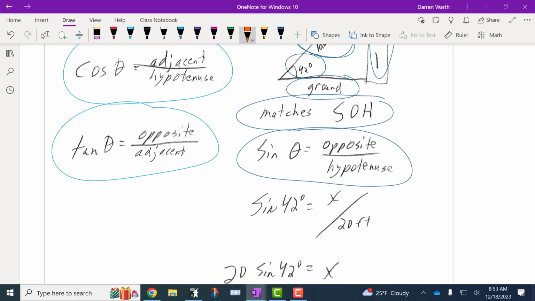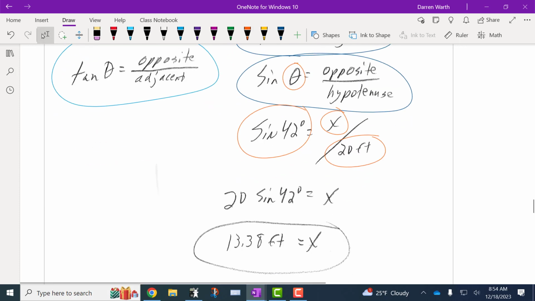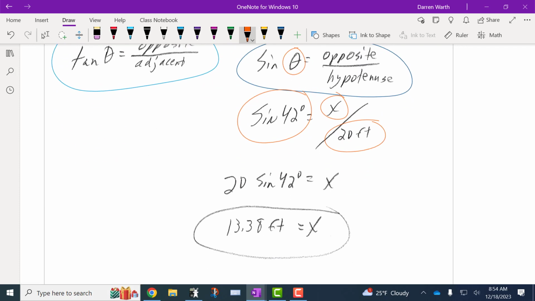So underneath here, we're going to write down the sine of 42 degrees, because that's theta. X, which is the opposite side, which is what we're looking for. And that's going to be all over the hypotenuse, which happens to be the length of the ladder, which is 20 feet. Multiply both sides by 20. And you get 20 sine of 42 all equals x.